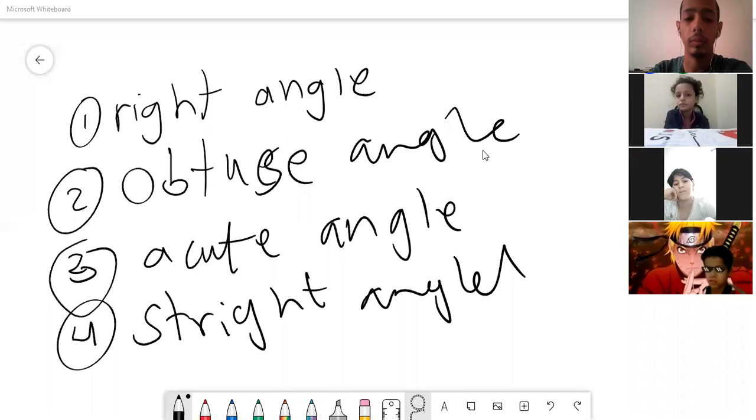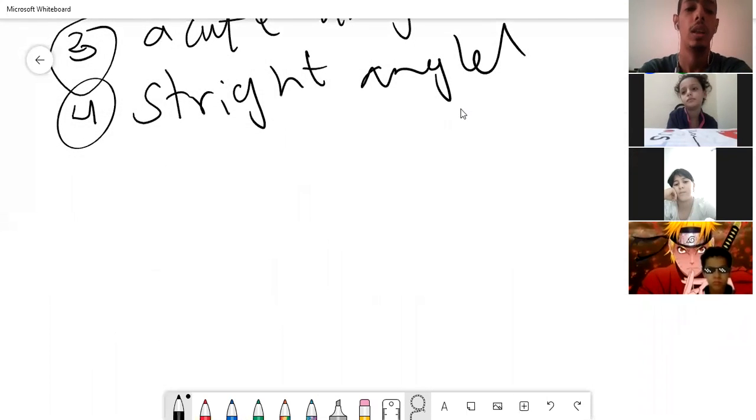Then we have studied about the straight angles, the angles on the straight line, right?